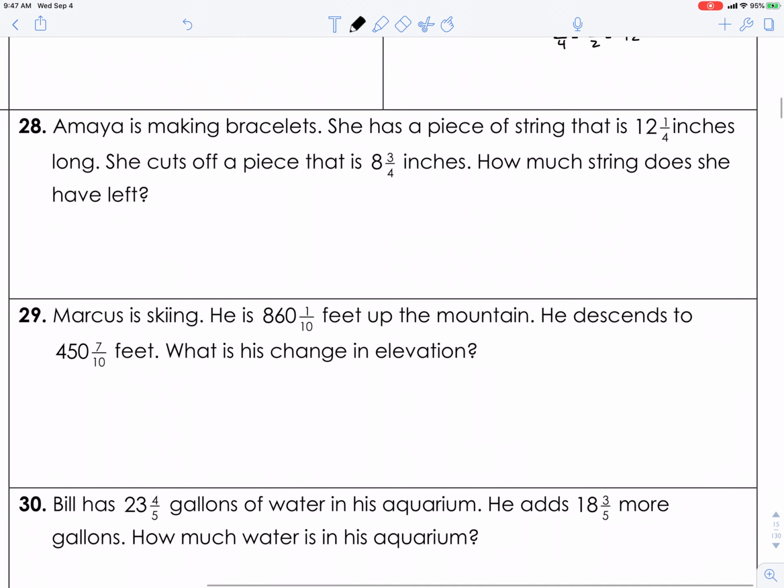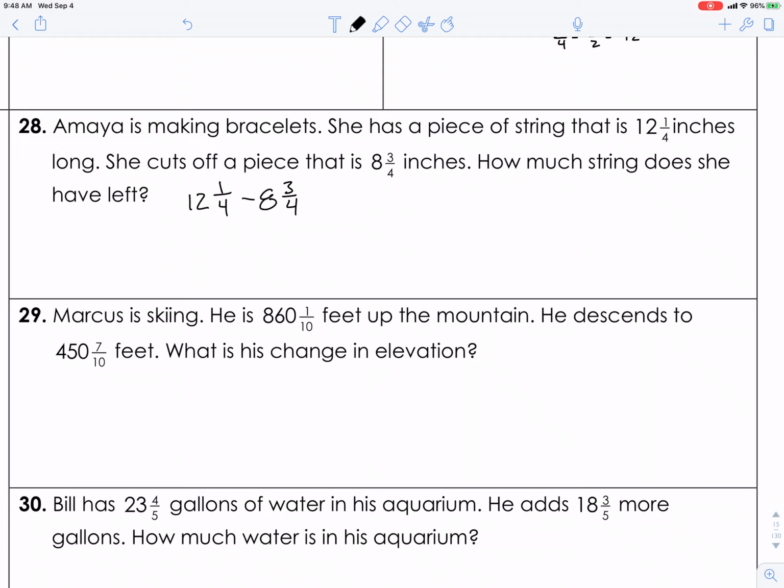It's number 28. Amaya is making bracelets. She has a piece of string that is 12 1/4 inches long. She cuts off a piece that is 8 3/4 inches. How much string does she have left? Okay, well, if you're cutting string off of something, are you adding it or subtracting it? You're subtracting it. She's not putting a piece on, she's cutting a piece off. So if the original amount was 12 1/4, she's taking off 8 3/4.